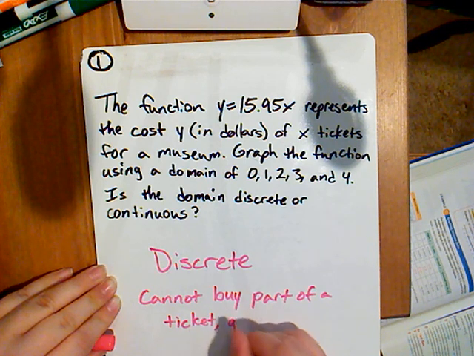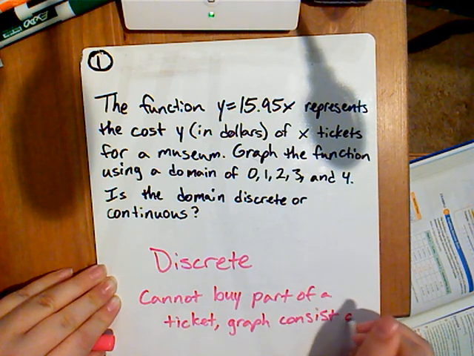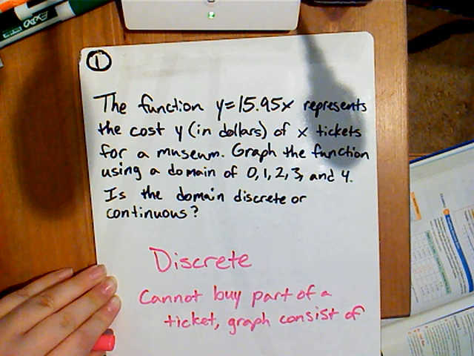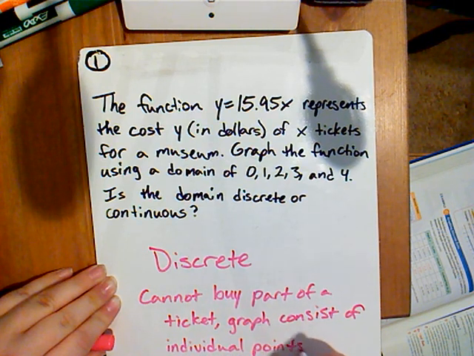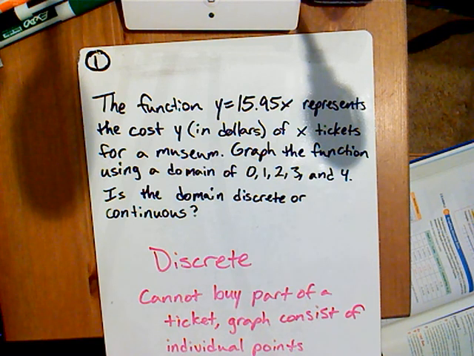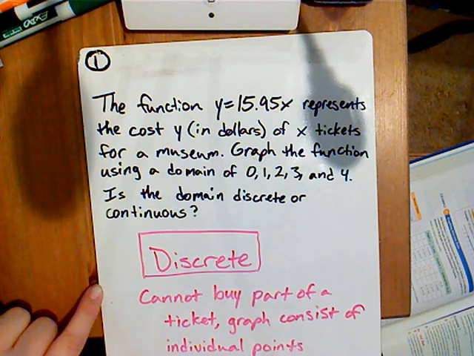And so the graph consists of individual points. Okay, so our domain is discrete.